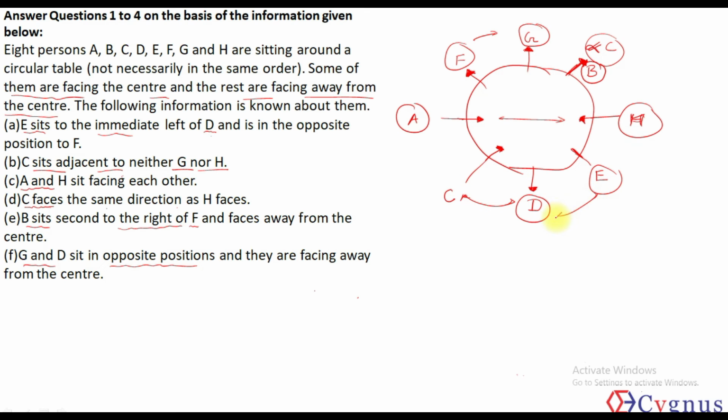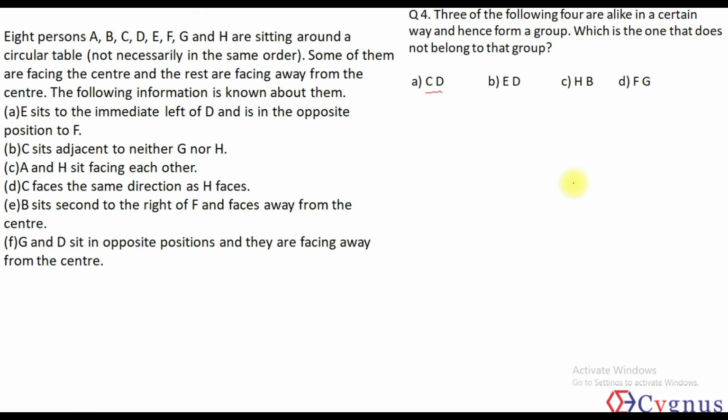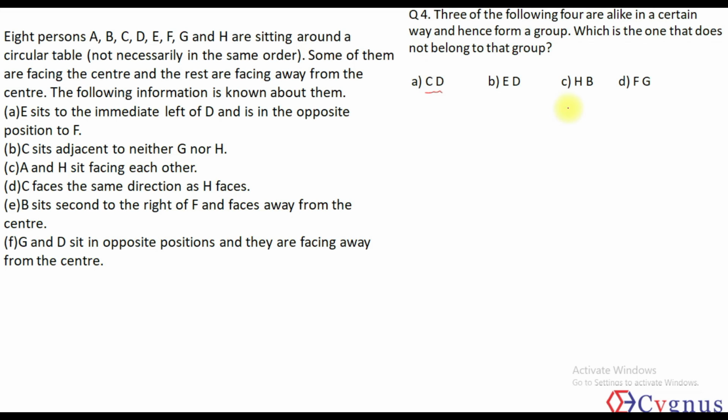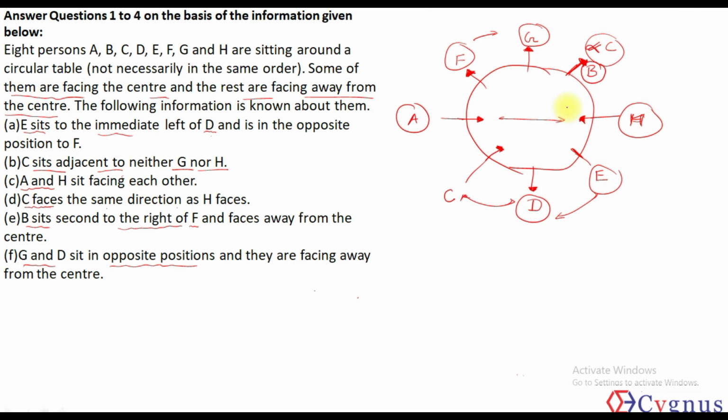What about E and D? I don't know the direction of E. They are sitting adjacent to each other. What was that third option? H and B. What about H and B? They are in the opposite direction but sitting adjacent to each other. But this is missing in which option? F and G. If you look at the fourth option, F and G, they are not looking in the opposite direction, but they are sitting in adjacent places. So what should be the answer? They are adjacent. In all the options, they are sitting adjacent to each other.